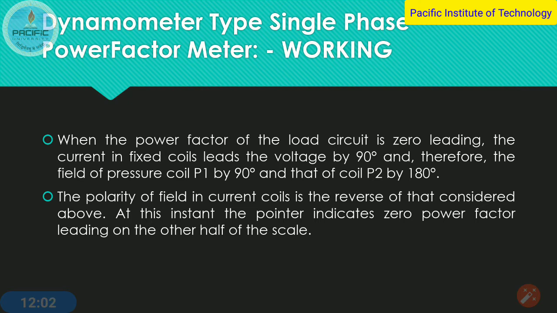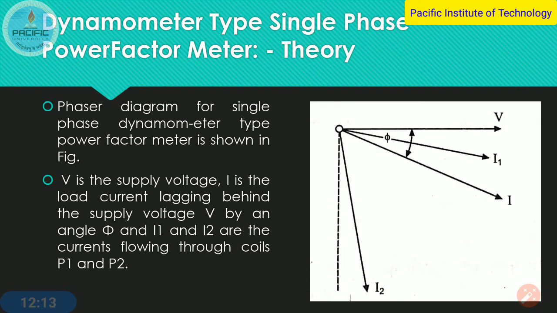And at this instant of time, the pointer will indicate zero power factor leading on the other half of the scale. Right? So here is the diagram of a single phase dynamometer type power factor meter. V is the applied voltage, and I is the current flowing in the load circuit. I1 is the current flowing in the pressure coil P1, and I2 is the current flowing in the pressure coil P2.